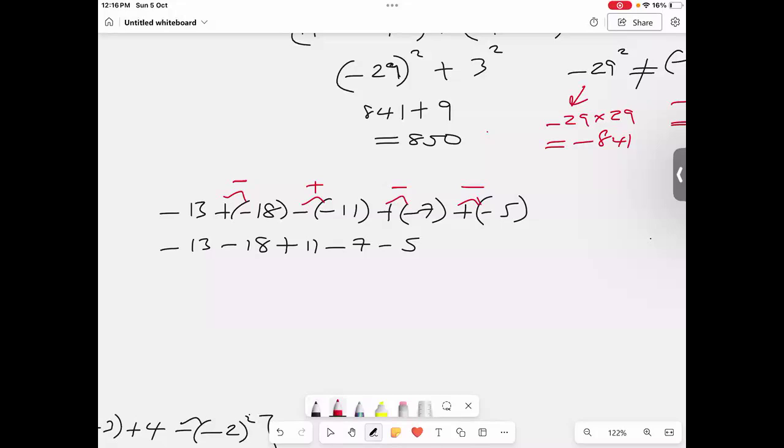So rewriting the question without the sign, let's place them into groups of 2, like so. Now we're going to have negative 13 minus 18. That's going to be negative 31. And then we end up with 11 minus 7. That's going to be positive 4, minus 5. Okay, place this number in a bracket here. 11 minus 7, guys, maybe I'm moving a little bit too fast. 11 minus 7 is 4, minus 5.